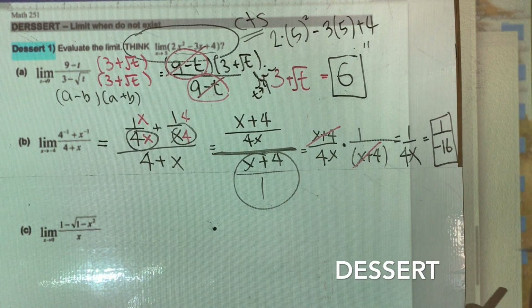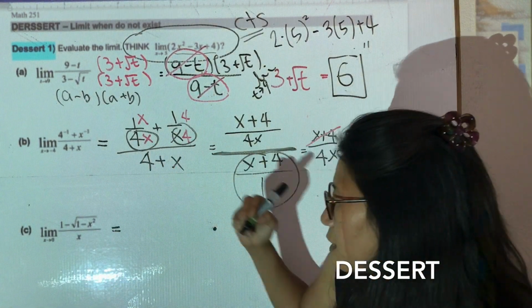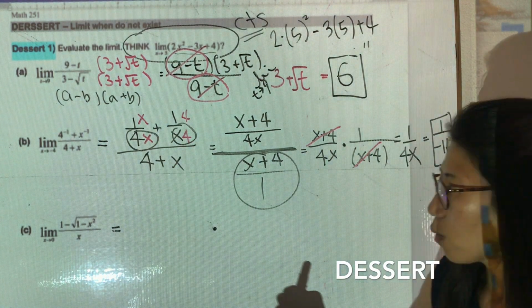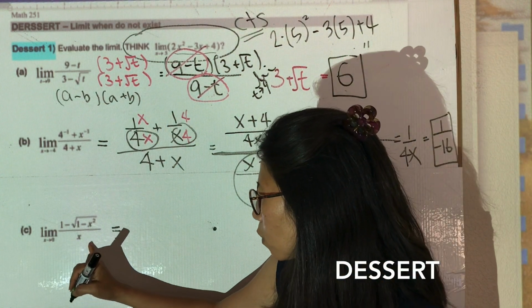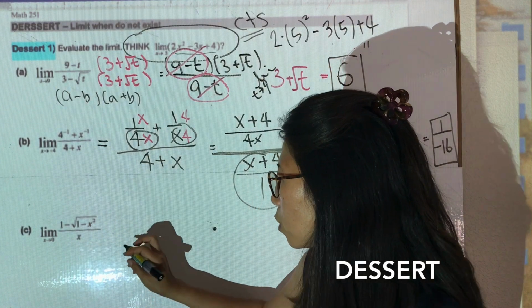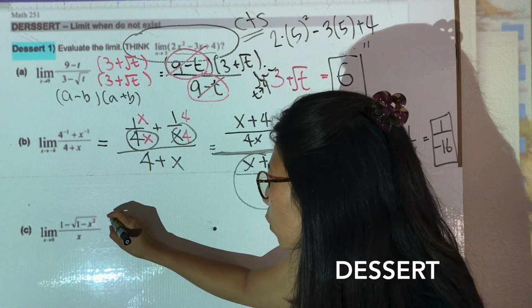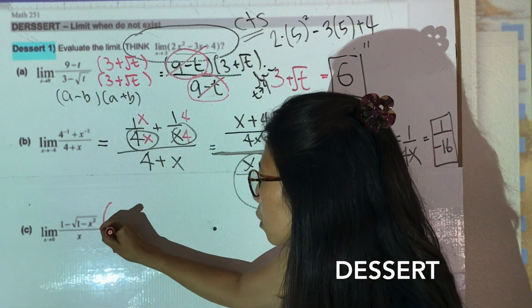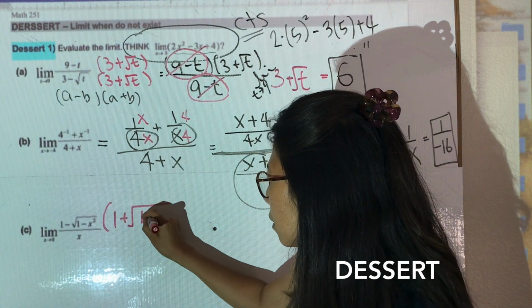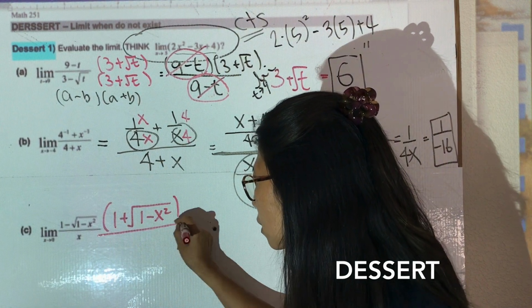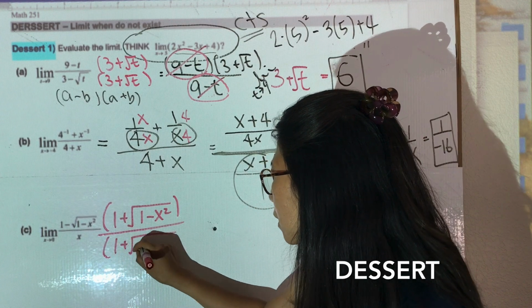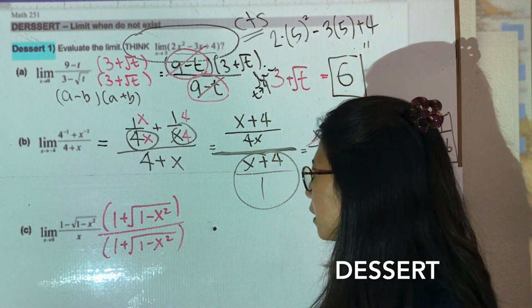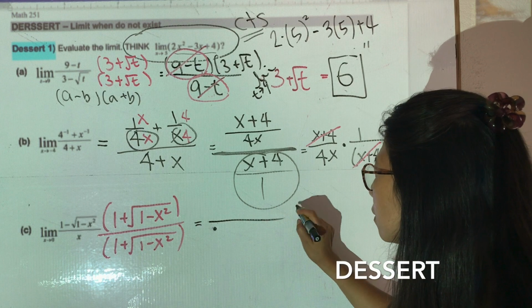Okay, one more, almost there. So for the next expression, I also cannot plug in 0. Then what should I do? Similar idea, I'm going to multiply by the conjugate. And make sure you understand the conjugate is the same as mine. Then let's see what's gonna happen.